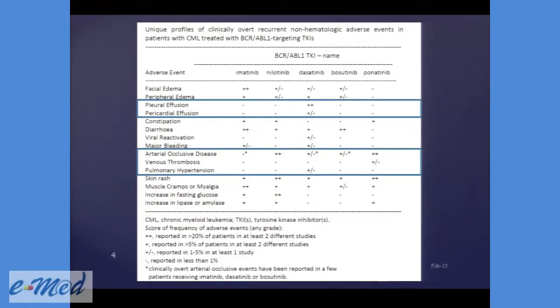In this table, you can see the profile of non-hematological adverse events of CML patients treated with TKIs. This lecture is devoted to those events related to cardiovascular issues. These are marked with a blue line in the table, and the relevant frequencies are presented according to the different tyrosine kinase inhibitors. You can see, for example, that pleural and pericardial effusions are unique for dasatinib, while nilotinib and ponatinib are notorious for arterial occlusive disease.